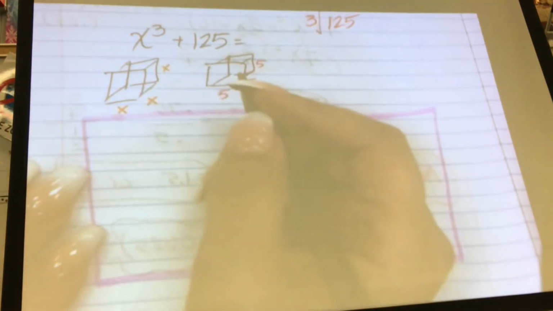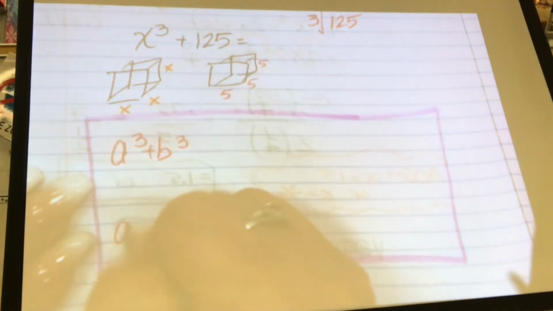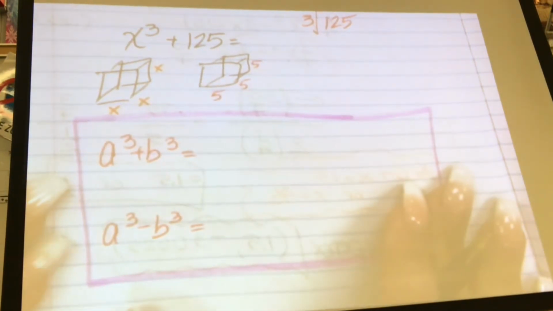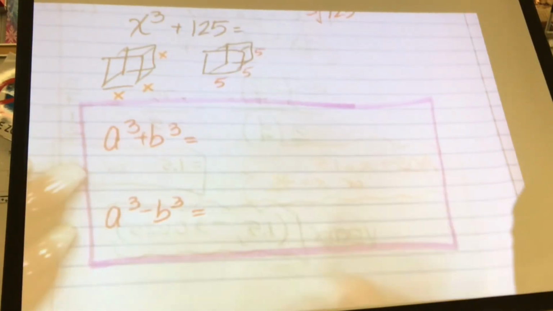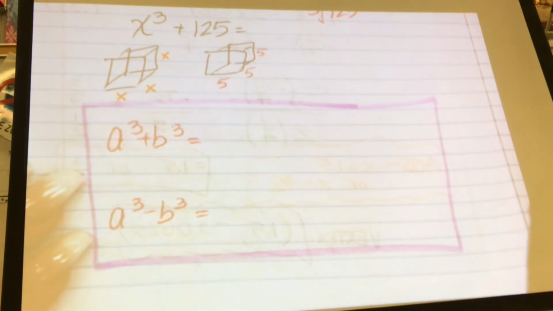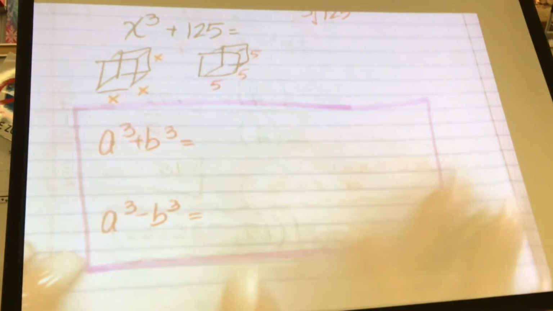If you have the sum of cubes, which can be written as a cubed plus b cubed, or the difference of cubes, written as a cubed minus b cubed, where did these letters come from? A represents the x here, and b would be your 5. Whatever this first part is, that's a, and whatever the second part is, that's b. In this case, we're doing a sum. If it were a difference, you would use this one, okay?